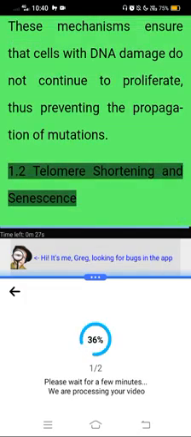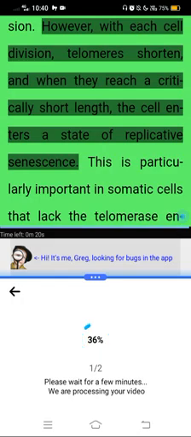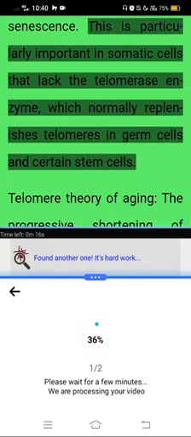1.2 Telomere shortening and senescence. Telomeres are repetitive DNA sequences located at the ends of chromosomes that protect the genome from degradation and prevent chromosome fusion. However, with each cell division, telomeres shorten, and when they reach a critically short length, the cell enters a state of replicative senescence. This is particularly important in somatic cells that lack the telomerase enzyme, which normally replenishes telomeres in germ cells and certain stem cells.